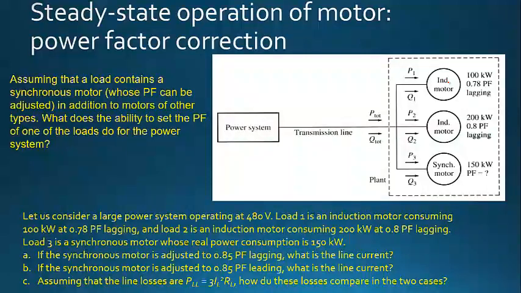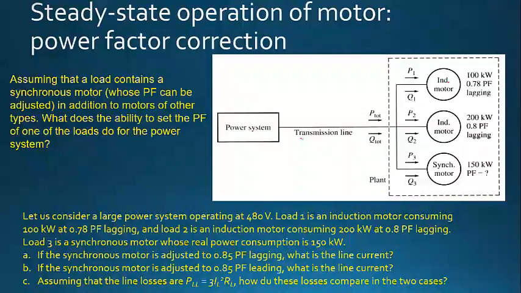The first one, they say, is an induction motor with a real power of 100 kilowatts and a power factor of 0.78 lagging, and then another induction motor with a real power of 200 kilowatts and a power factor of 0.8 lagging. Then we have a third load, a synchronous motor with a real power of 150 kilowatts. For the power factor, you look at it.